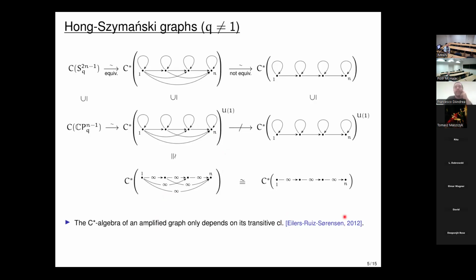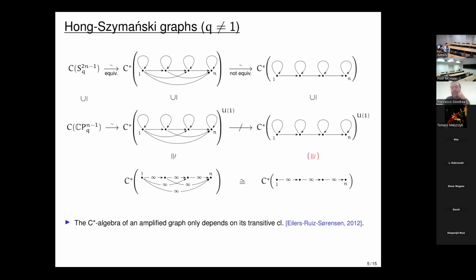in this paper by Ehlers and collaborators, they show that the star algebra of an amplified graph only depends on its transitive closure. In particular, if you look at this graph on the right, the transitive closure of this graph is exactly this. So these two graph star algebras are isomorphic. Now, what is this graph? This is exactly the graph that you get from the one on top by removing loops and replacing every arrow by infinitely many. So it is very natural.